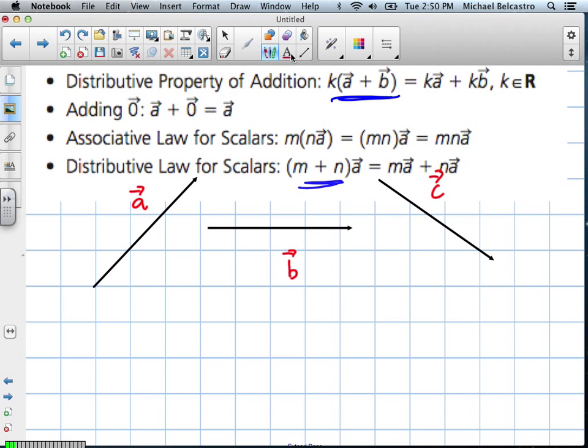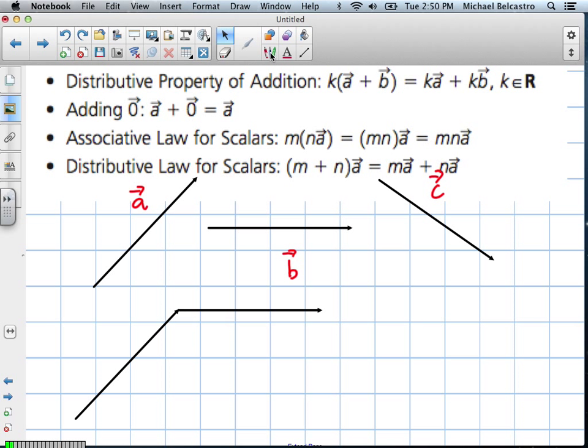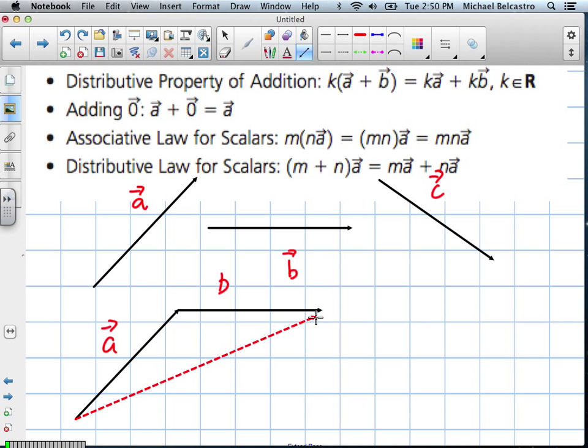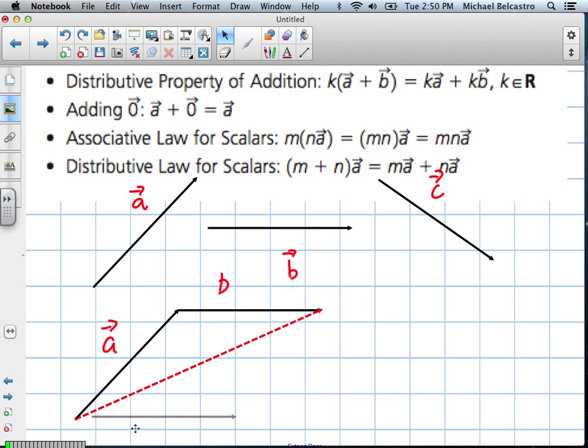The very first one said that if we add a plus b, so if I take a and I add b to it, and we've already done this before. Here's a and b. We know that our resultant vector is going to be this. What they're saying is it doesn't matter if we do a first and then b. So with that being said, let's do b first and then add a. And boom, we're at the exact same resultant vector. We've already done that idea before.